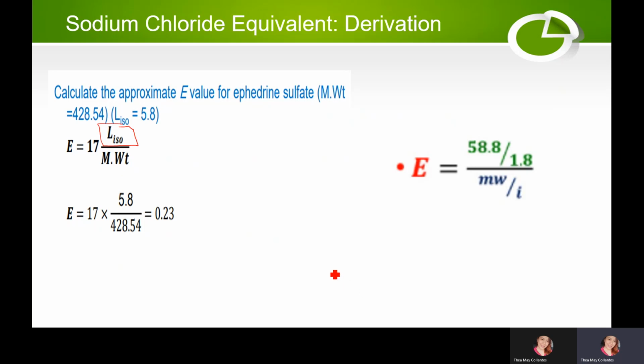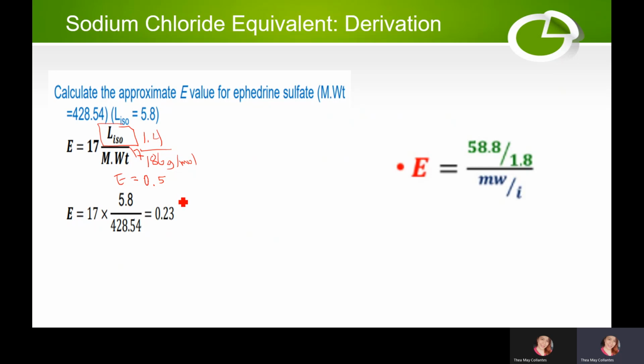Guys, no need to tire yourselves. Just memorize this formula. E is equal to 17 times L-iso, which is the 1.4, over the molecular weight of your hydromorphone. And usually you are given the molecular weight. So for example, hydromorphone would be, just an example, not exact, 186 grams per mole. Then times 17, that would be the value for your E. So let's use the calculator. We'll just estimate, so your E value is 0.5.